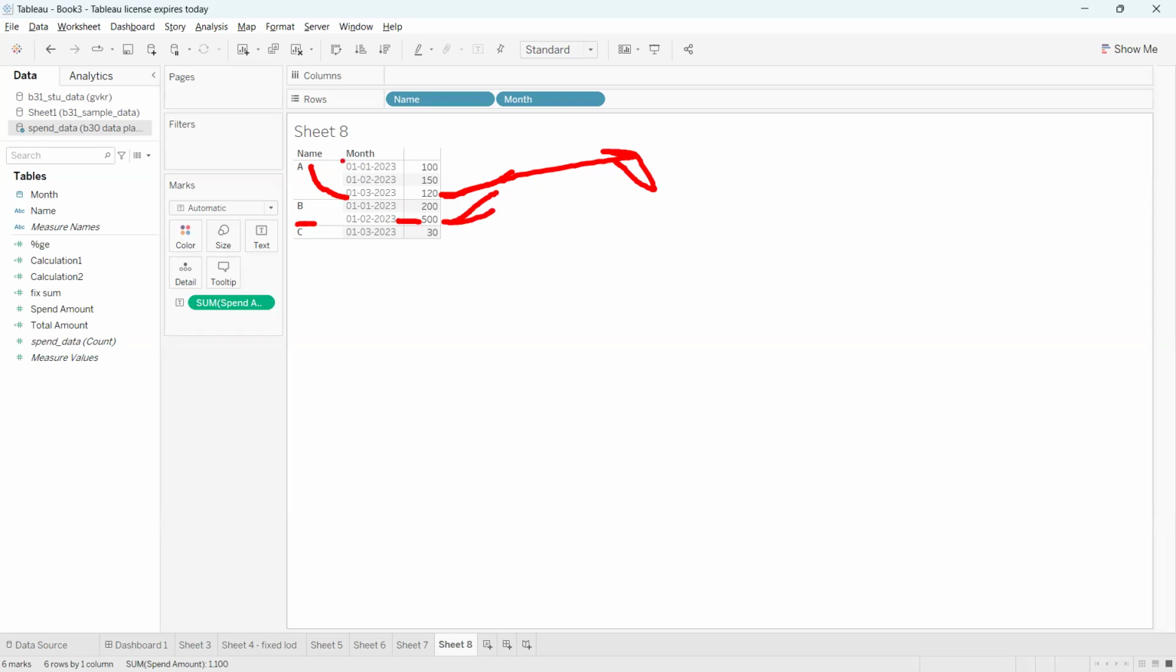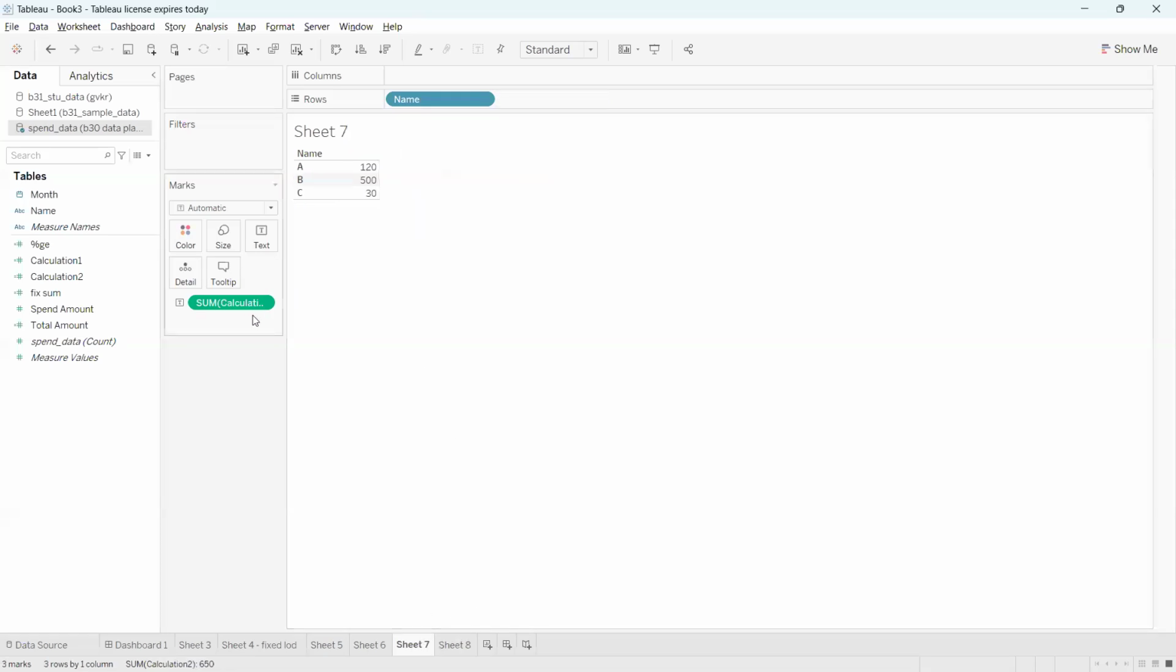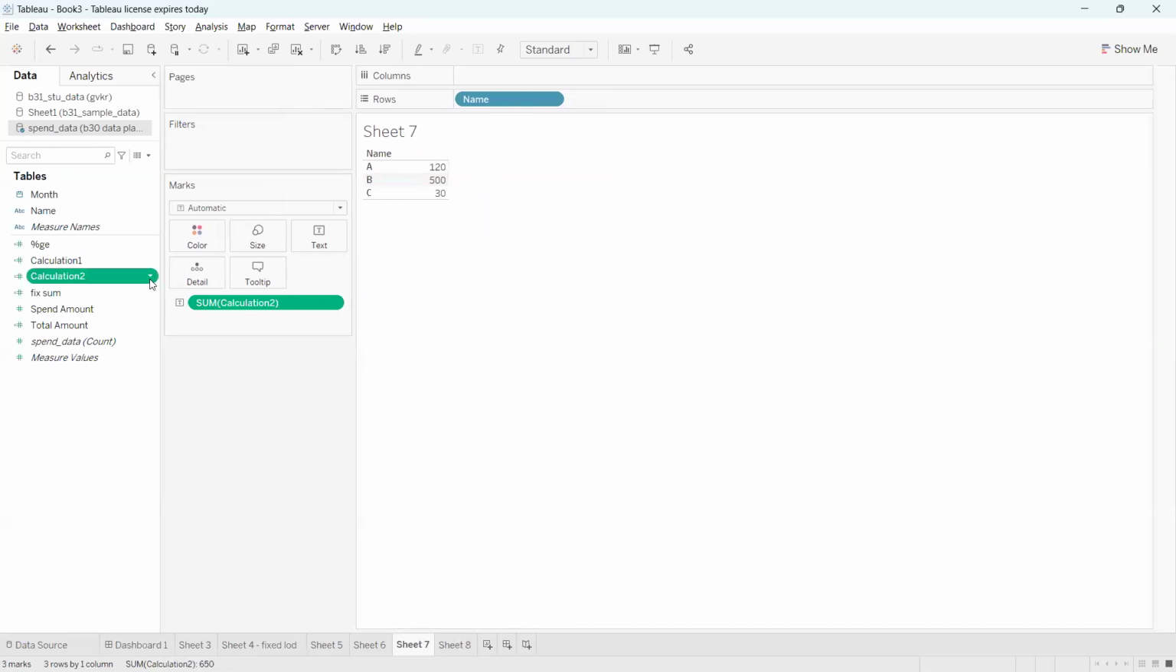So on the left side of the calculation, I'm taking all these months. And on the right side of the calculation, I am taking the maximum month for the person here. What is the maximum month for the person? March here. When these two are equal, then only I want to take the spend amount in the output. So that is the calculation I'm writing here. So I go to sheet 7. That is the calculation I have written here. Go to calculation 2.